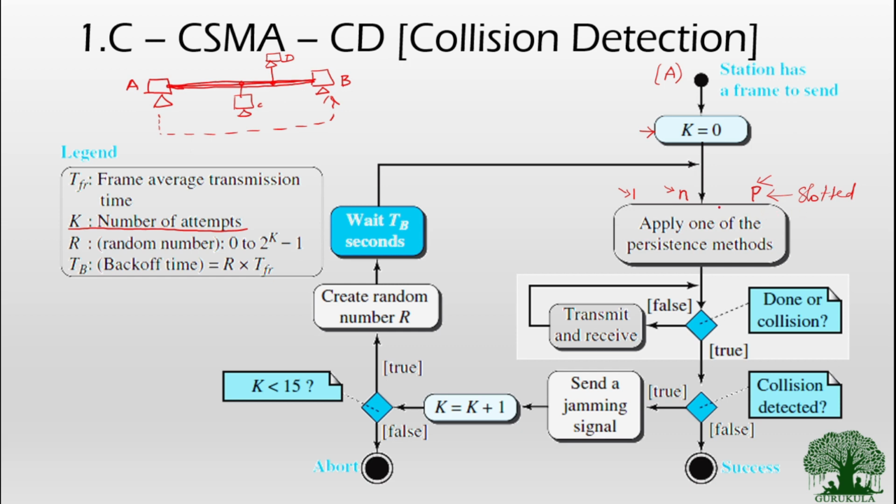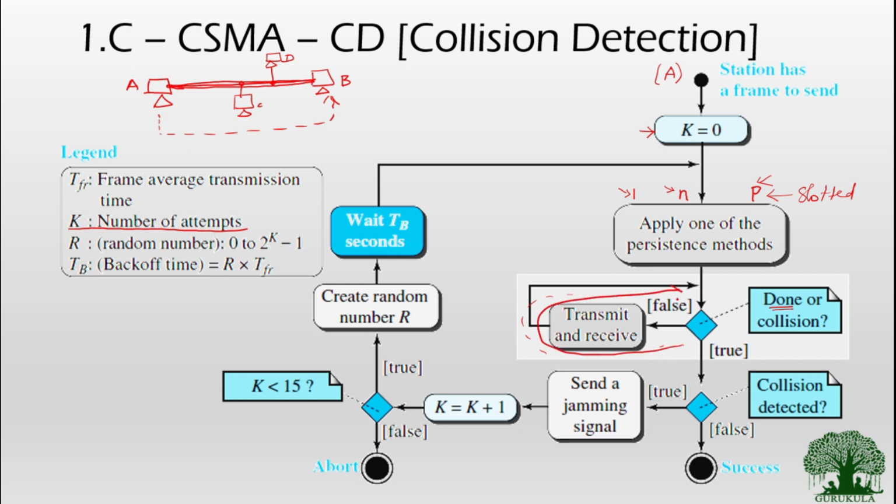And then once after selecting any one of the persistence methods, we will have to check whether the channel is free or not, and the frames will be transmitted depending upon the 1-persistent, non-persistent or p-persistent method. Then once after sending the frame, we will have to check if the transmission is done or not. In case the transmission is not yet completed, we will keep on sending and receiving multiple frames as depicted in this particular flow diagram.